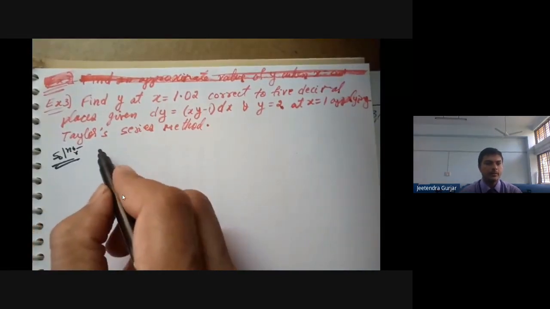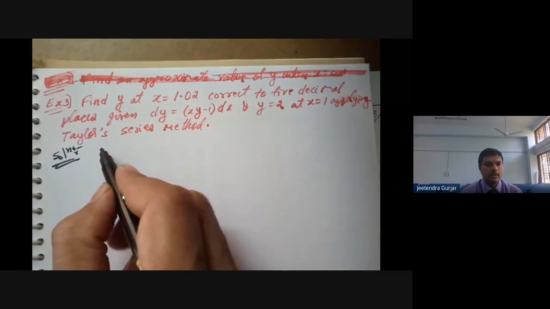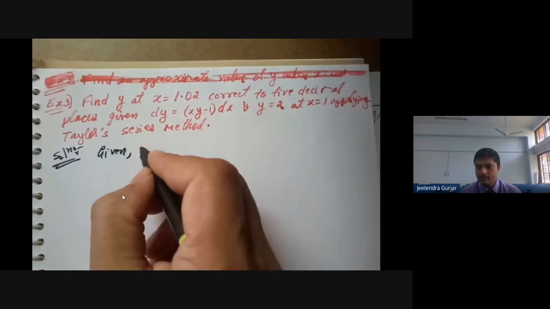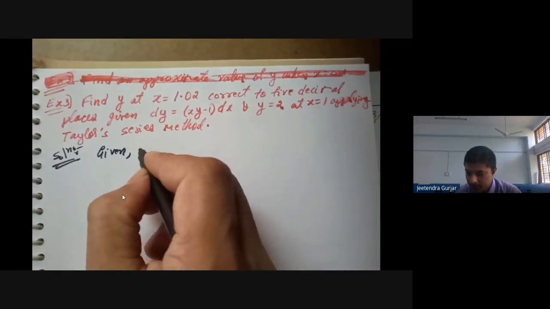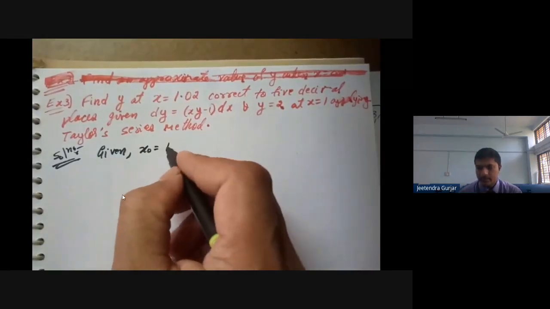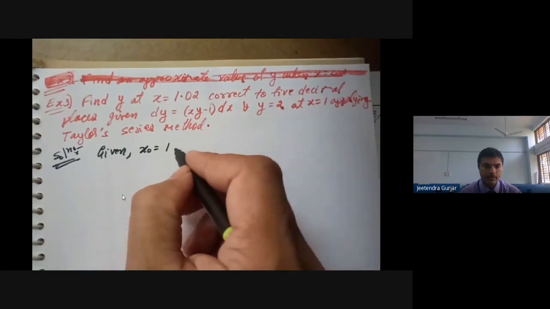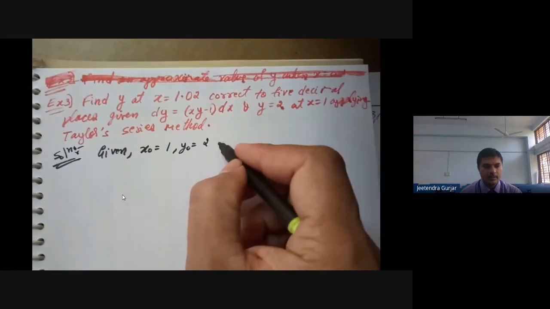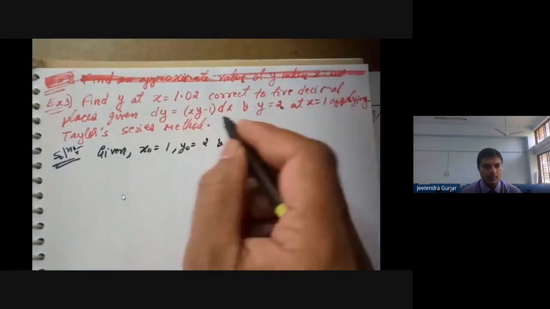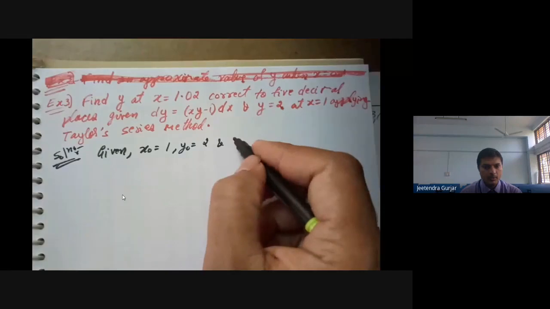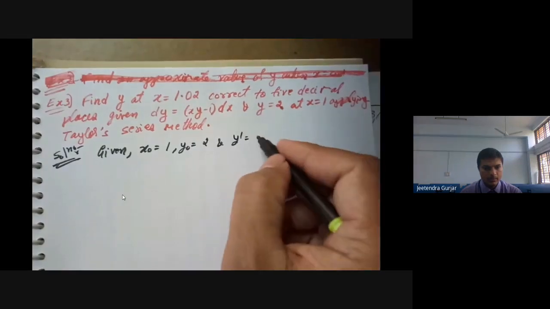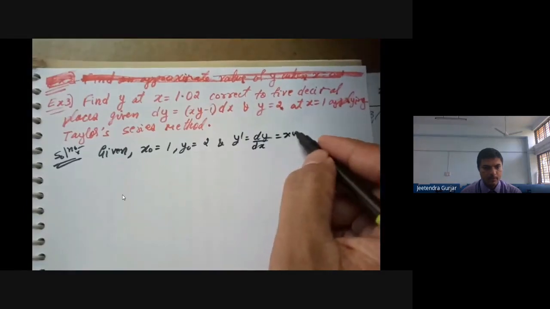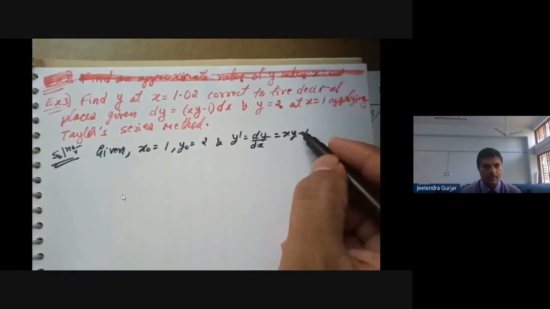So find the value of y at x is equal to 1.02, correct to 5 decimal places. Yes, this is 5 decimal places. So with 3 degree, 5 decimal places means with 3 degree we can get. So we'll go for 3 degree only. So what is given here, students? X naught is equal to 1, y naught is equal to 2, and y dash is equal to dy by dx, which is equal to, I am going to take here xy minus 1.